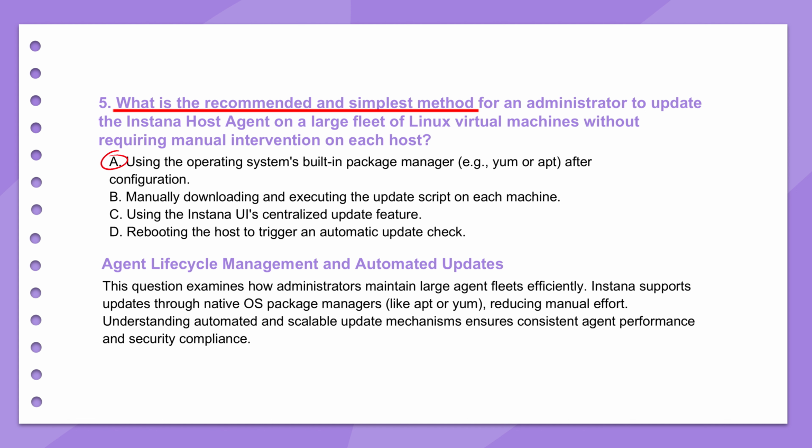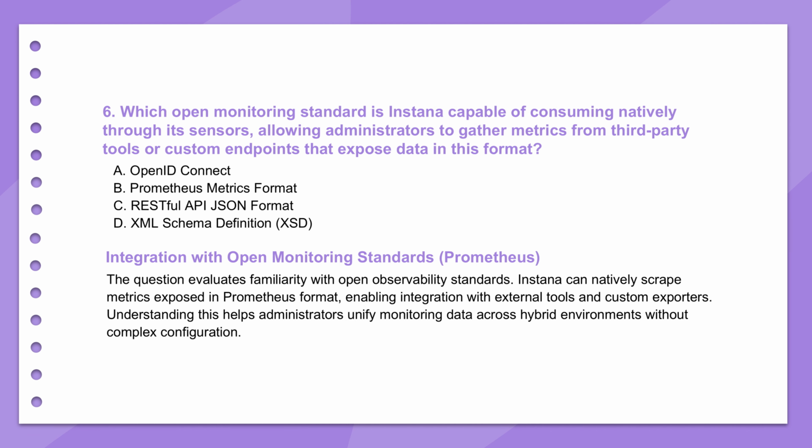Okay, that flows nicely from operations into integration. Any modern APM tool has to play well with others, right? It needs to fit into the existing ecosystem. Absolutely essential. So let's say I have some older system or maybe a custom app, and it's already spitting out monitoring data in a common format. Is there a popular open standard that Instana can just natively consume through its sensors to make integration easier?